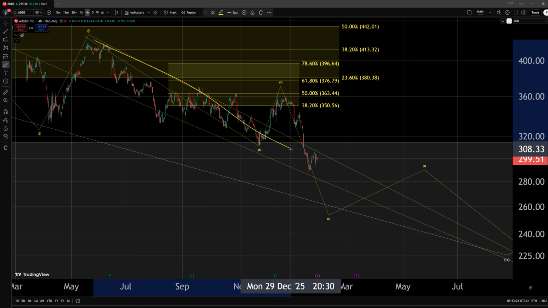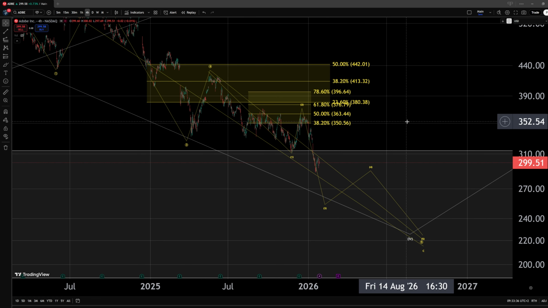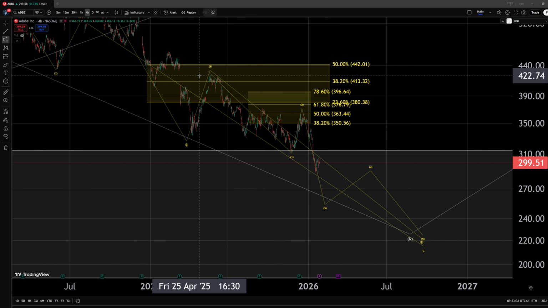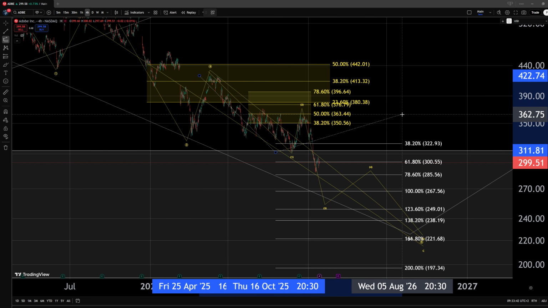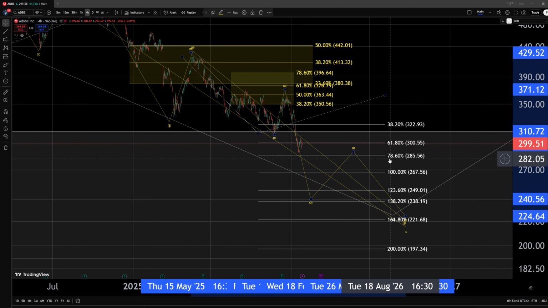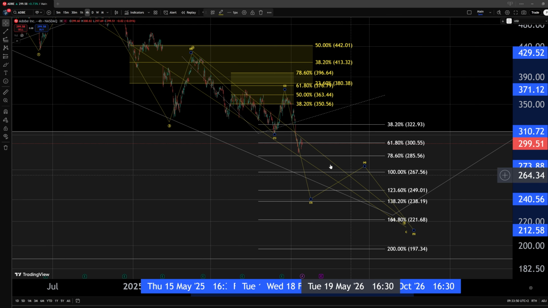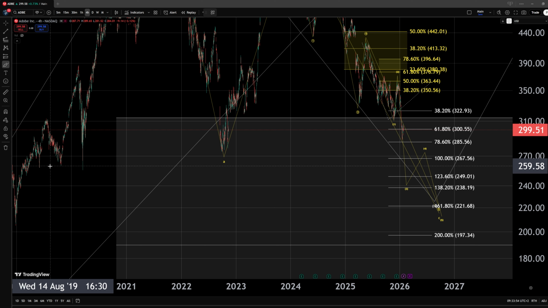wave C. Now, the thing is, within this interpretation, we would actually need to assume quite a substantial movement still to occur to the downside, because we would still be tracking an impulse in this idea, and the ideal target for the wave 3 would be the $238 level at the 138.2% extension of the wave 1. That is quite substantial. That is below the structural support that I provided you in the previous video.